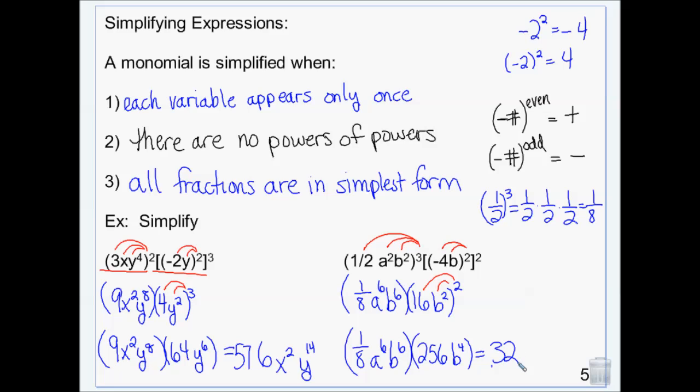A to the 6th times no a's, so I just carry it over. And then b to the 6th times b to the 4th is b to the 10th. So I have 32 a to the 6th, b to the 10th.